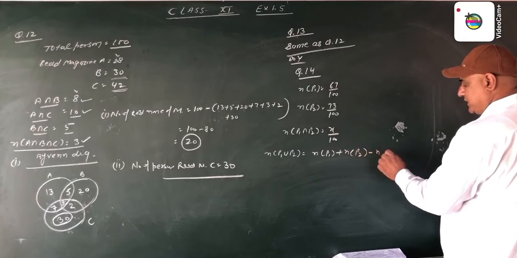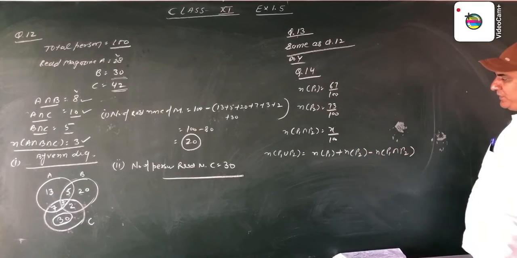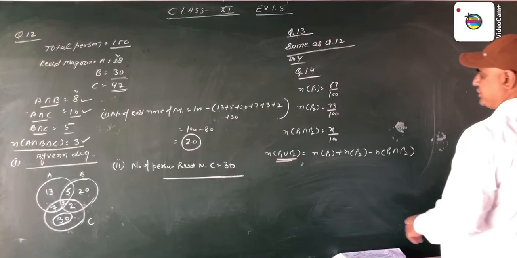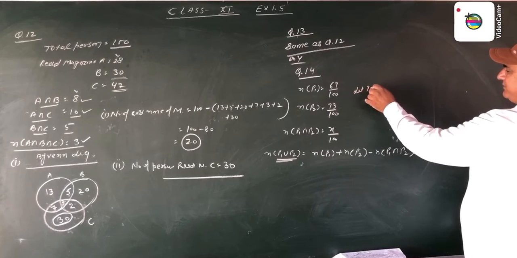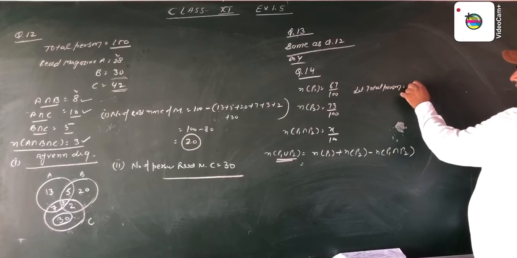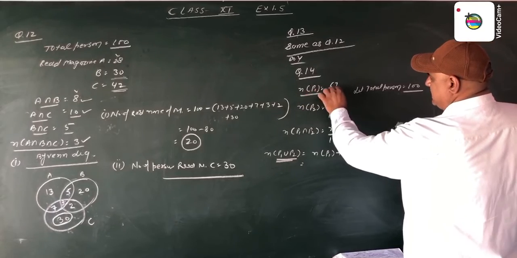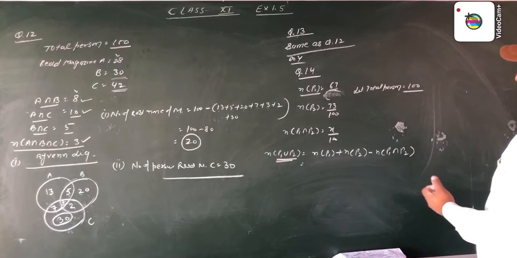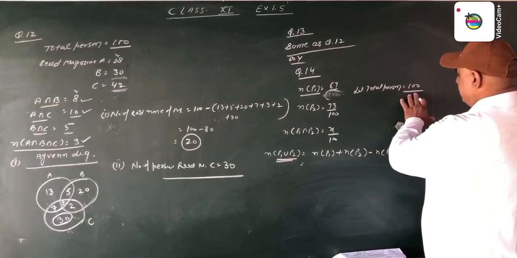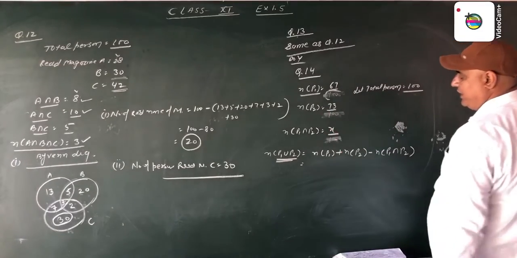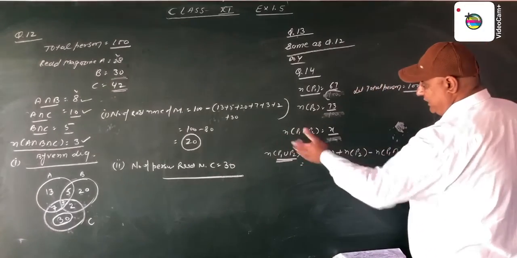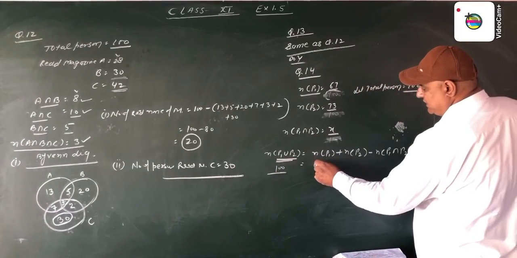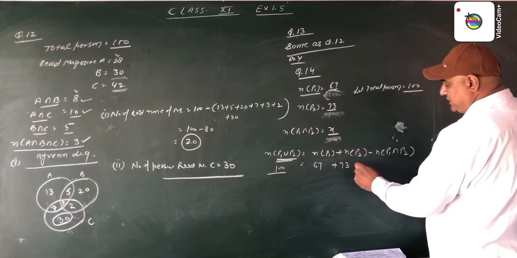n(P2) minus n(P1 intersection P2). Now it is given that this is the total number of persons. Suppose the total is 100, then n(P1) means 67 out of 100 persons like product P1, and this is also 73, and this is also X. Taking these by 100, this is 100, n(P1) is 67, this is 73, this is X.